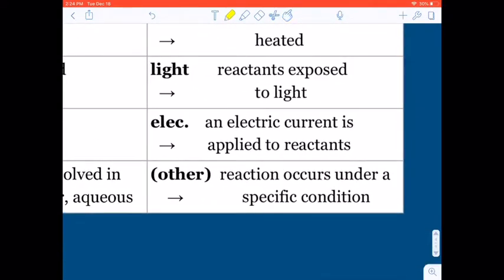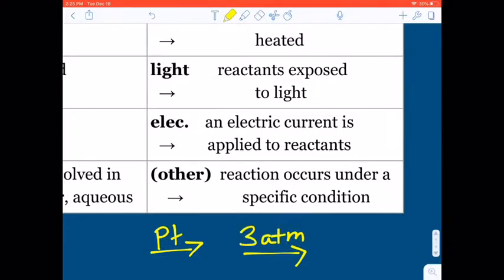So, for example, some chemical reactions might need a catalyst. So platinum is a common catalyst, so you might see Pt, the symbol for platinum, written above the arrow. Or maybe the chemical reaction will only occur if it's at 3 atmospheres of pressure. So you might see 3 atm written above the arrow. So those are just some examples you might see.